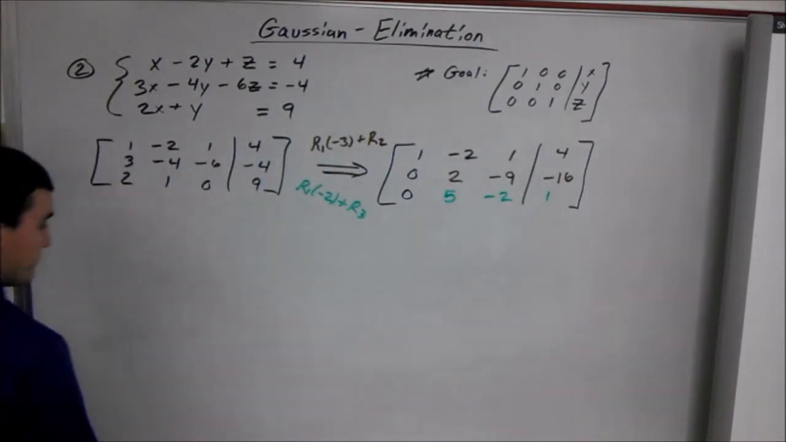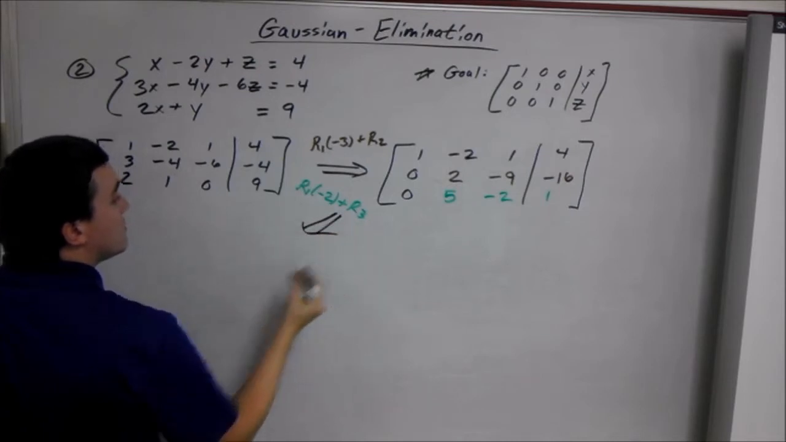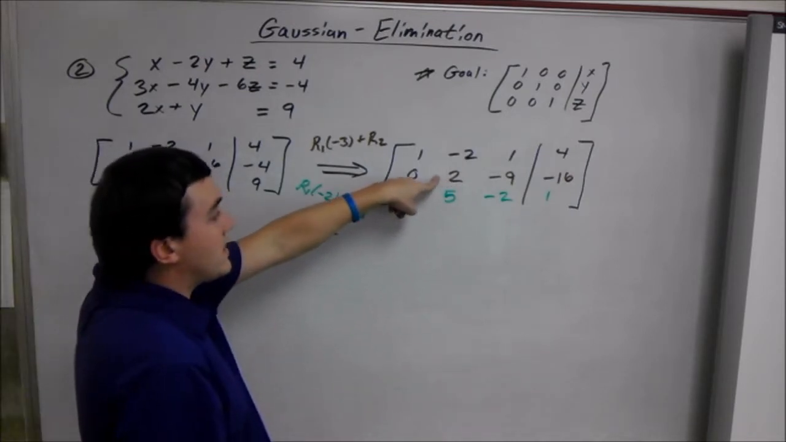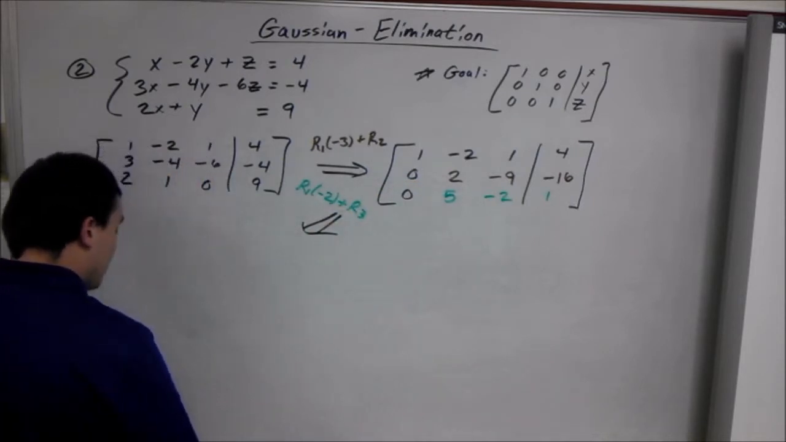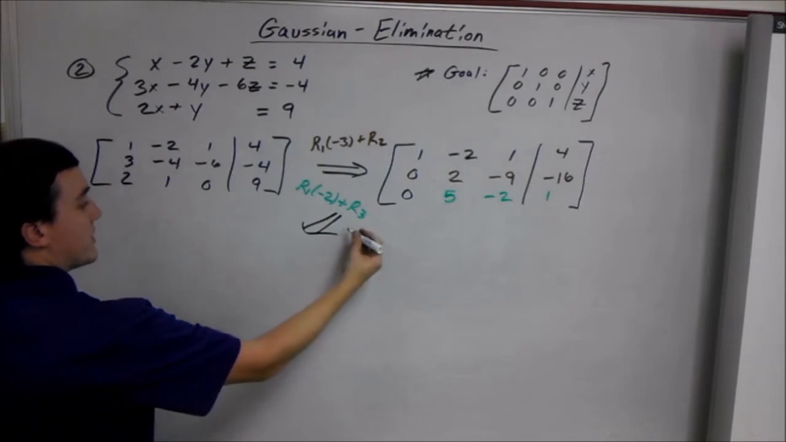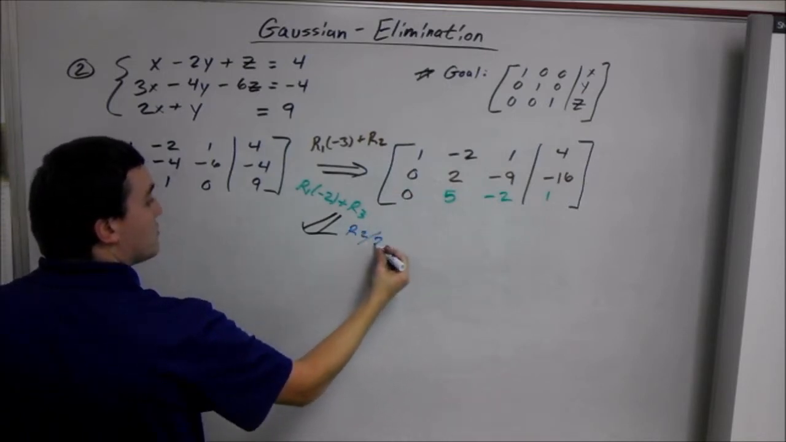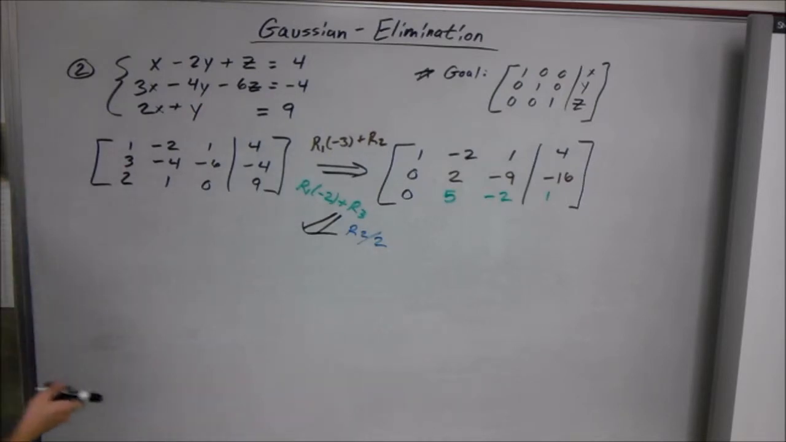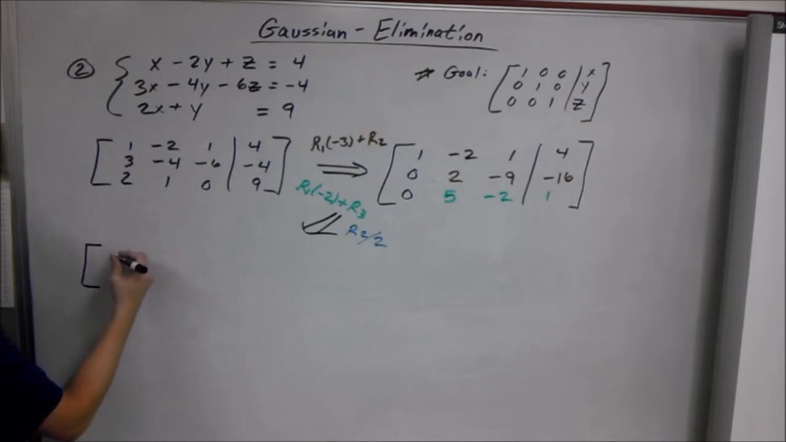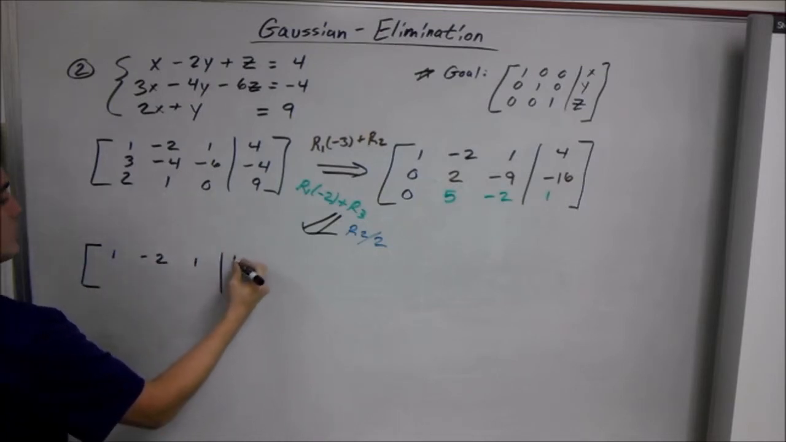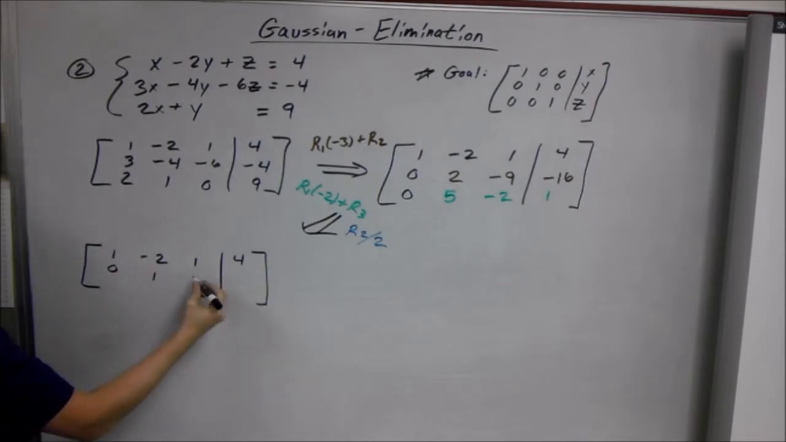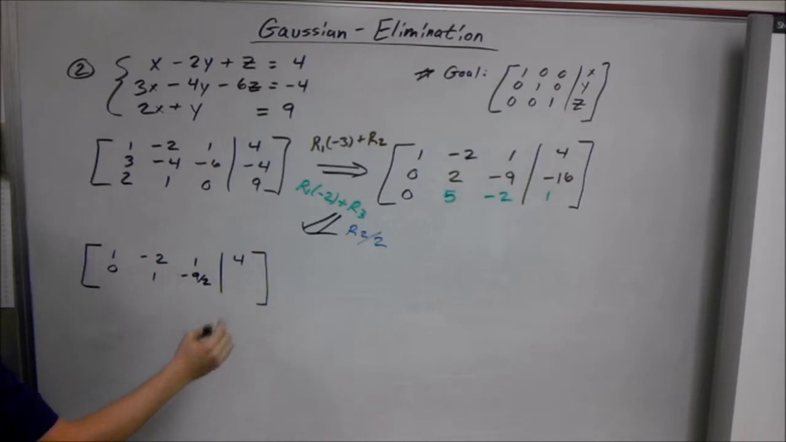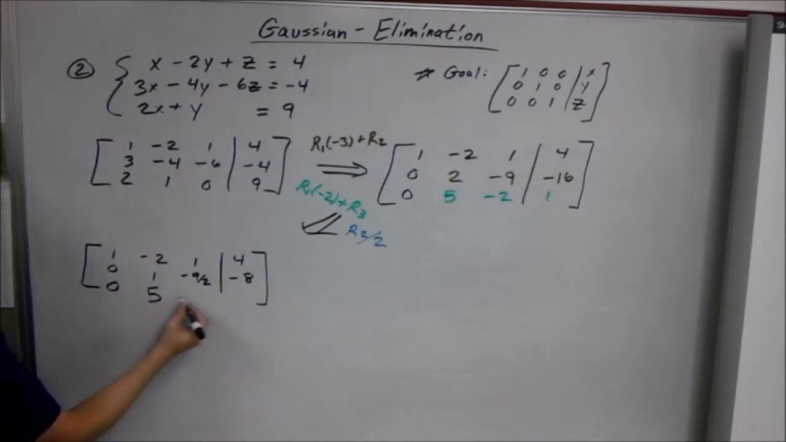All right, next step. So we're taking this down to here. Next step, we need to get this guy to be a 1, so we can manipulate these two equations. So if this guy has to be a 1, we're going to have to take row 2. So from this step to this step, we're taking row 2, and we're dividing by 2. Everything else is going to stay the same. So we have 1, negative 2, 1, 4. Dividing everything in row 2 by 2, everything else stays the same. So this is going to be 9 divided by 2. We'll keep it as a fraction. That's fine. Negative 16 divided by 2 is negative 8. And then the last row stays the same. 0, 5, negative 2, 1.